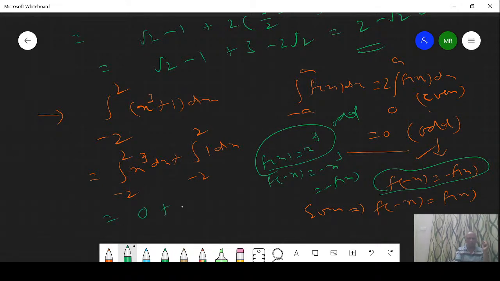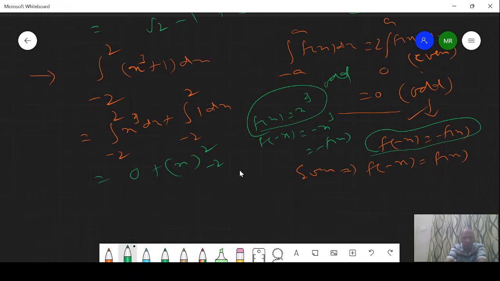Plus integral 1 dx, this will be x, limits minus 2 to 2. Correct? You can apply the limits now. Upper limit minus lower limit, 2 minus of minus 2, plus 2, it gives 4. The answer is 4. You got the answer 4. I hope it's clear. Should I repeat this? Understood? Is it clear?